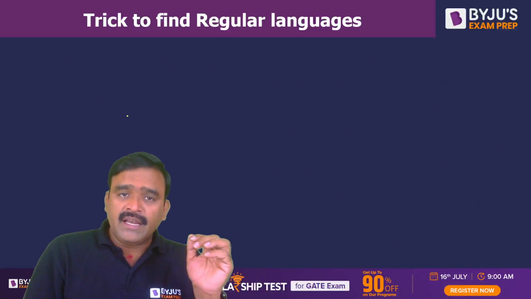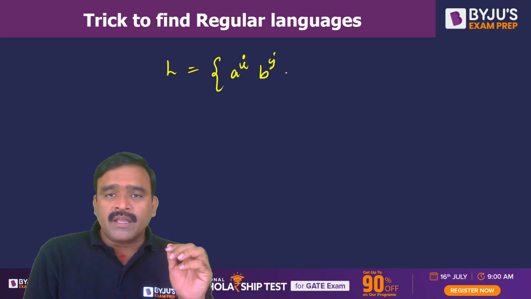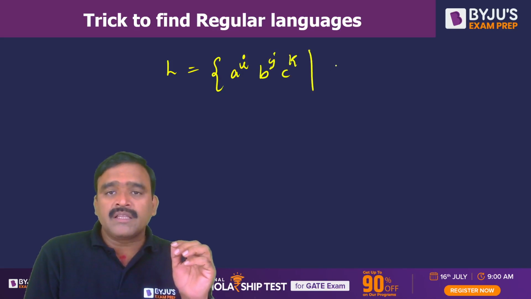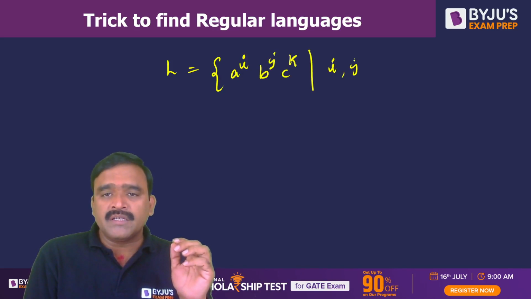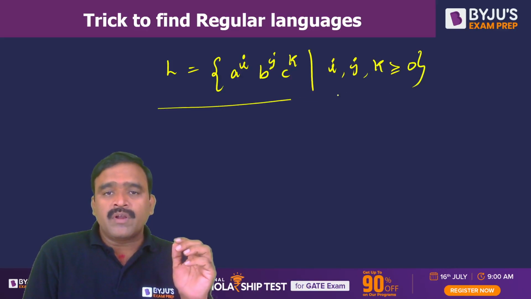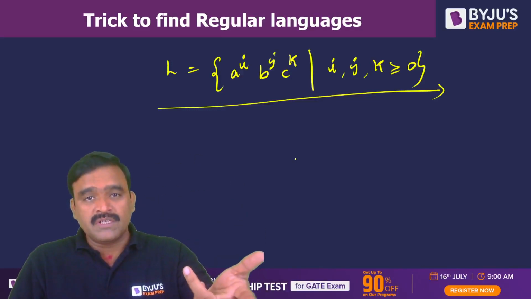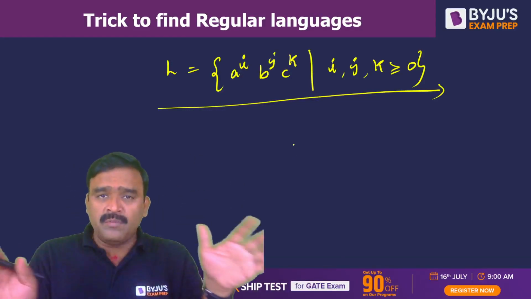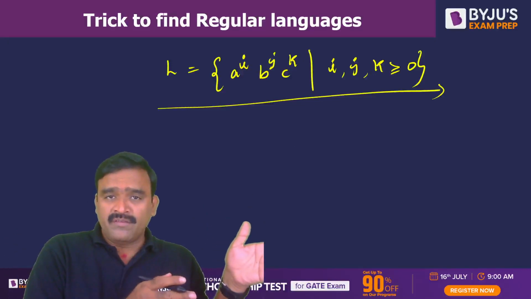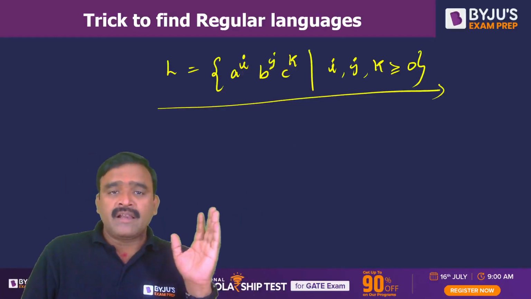Even if you take a language like L equals a power i, b power j, c power k, all i, j, k are independent. There is no dependency, so even though it is infinite, it is regular. It is 0 or more a's followed by 0 or more b's followed by 0 or more c's. After a certain number of a's, b's may be any number, followed by c's, any number. So this is a regular language.